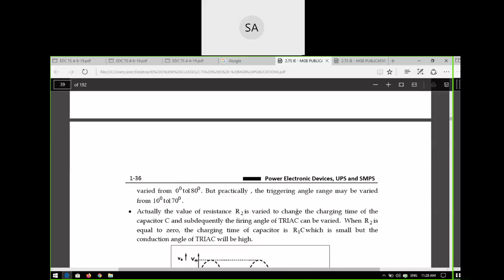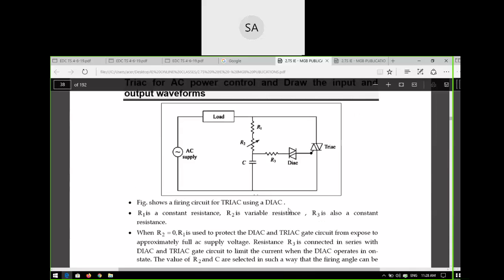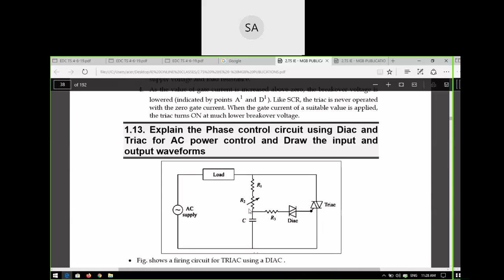Okay, so we can change the R2 resistance. Changing the R2 resistance means you can change the time constant, so that you can also change the firing angle. That means you are able to change the power control. Correct or not? You can control how much time the load voltage conducts, that is, the AC power supply is on to the load, and how much time the power supply to the load is off. That is also achieved by using this TRIAC.